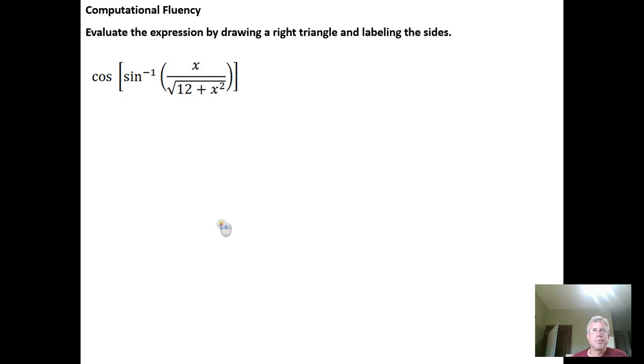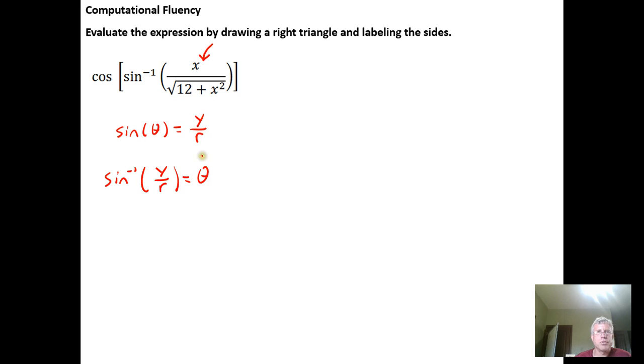So last example. This one we need to construct a triangle that reflects the statement that we see. What we want to identify is we have an input into the sine inverse function. And we know that the sine function, we input angles and the output is a side ratio. In fact, it's the y-coordinate over the radius on the circle. So when we have the inverse function, sine inverse, the input is going to be a y-coordinate over the radius, and the output is going to be an angle.